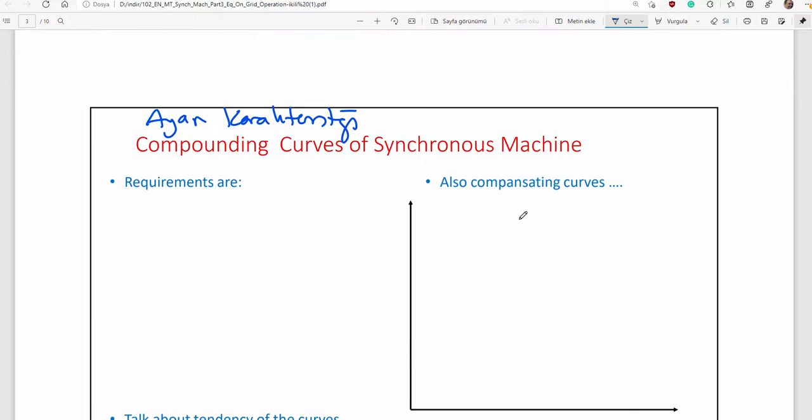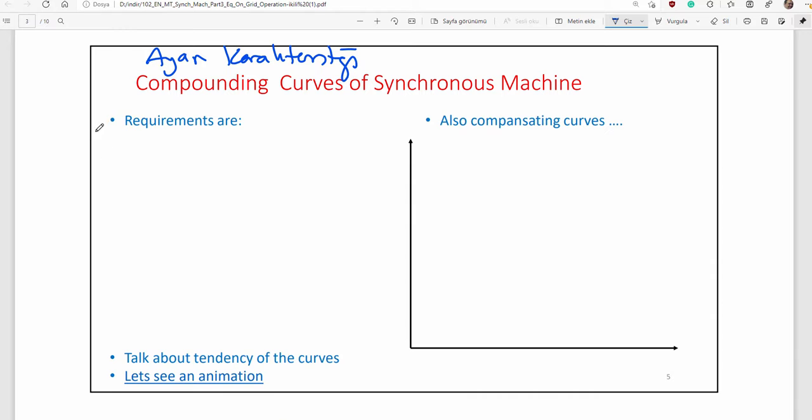Ayar karakteristiği, compounding curves. Requirements again. How many minutes? We have approximately 20 minutes. Okay. Terminal characteristic requirements are, first of all, during the experiment, keep terminal voltage constant.